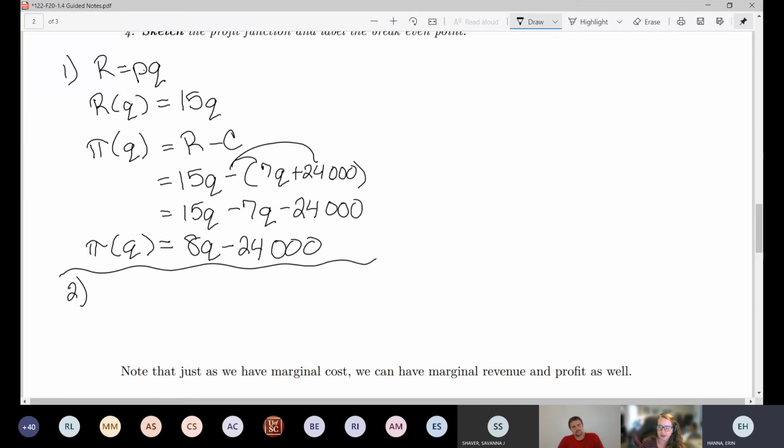So the break-even point, again, is defined to be when profit equals 0. We have our profit function. We're going to set it equal to 0. I would personally add 24,000 over to the other side.